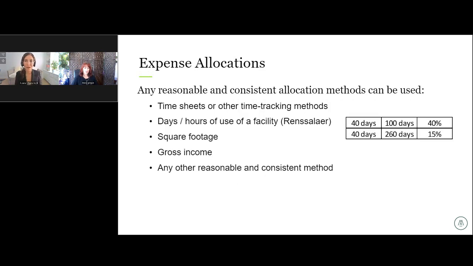Some of the ones that we see are allocation of space, timesheet, square footage, gross income. Sometimes it might be necessary, but sometimes you've got to take a look. I know that there are some facilities where you might charge your members one amount. So you might charge students X amount for sales. You might charge non-students or members of the general public a different amount. So you want to be careful for the gross income one, but sometimes it does make sense to have gross income as a factor for expense allocations. And then any other reasonable and consistent method as noted.